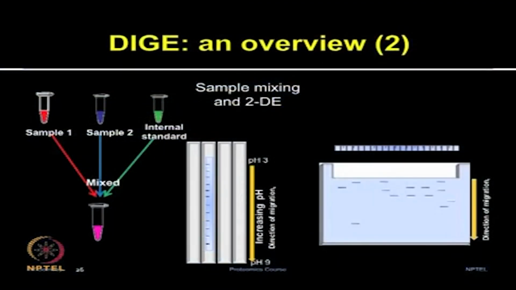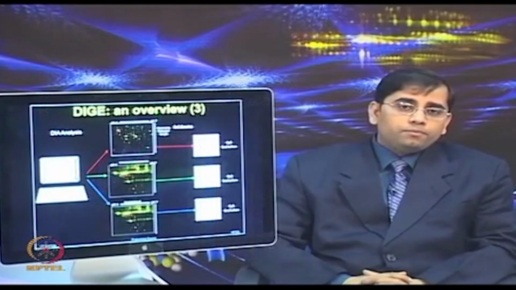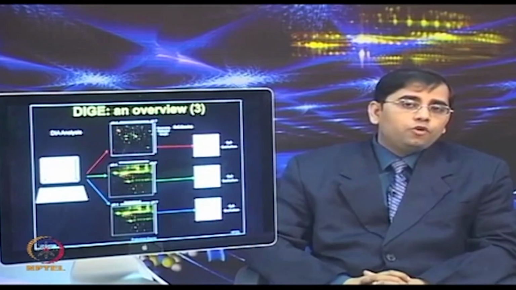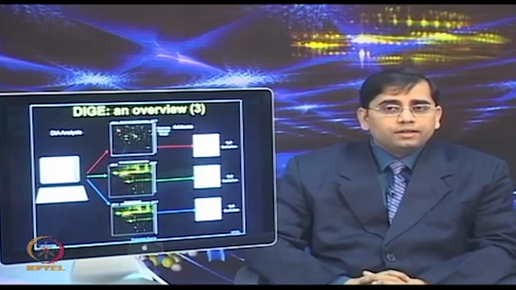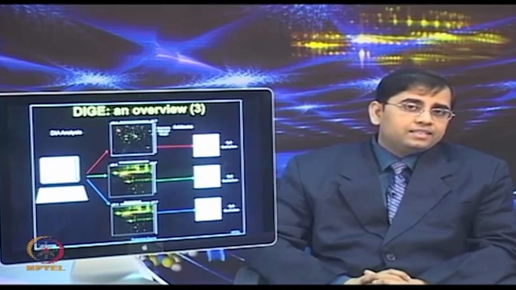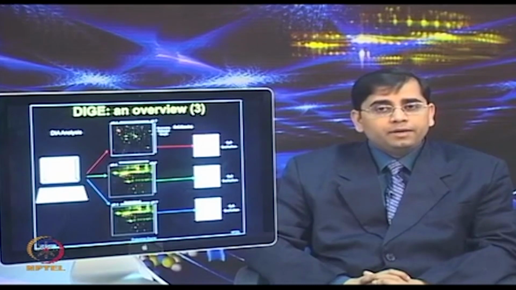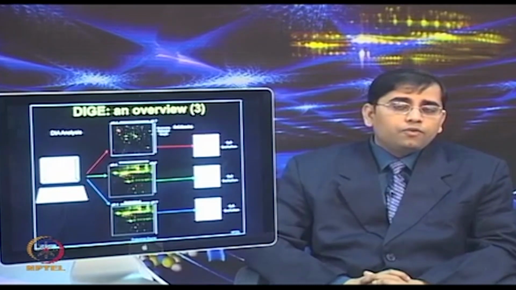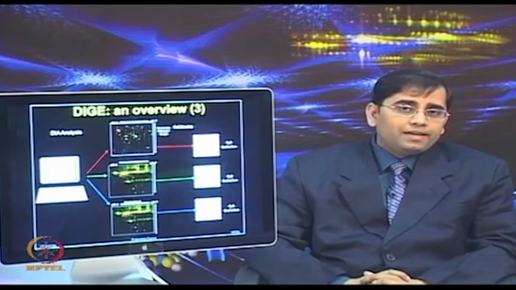In the slide it is shown that the 3 samples are mixed and then isoelectric focusing is performed on the pooled sample, and then this strip is placed on the SDS-PAGE gel for protein separation in the second dimension. Overall, DIGE provides very uniform staining from gel to gel and shows high sensitivity and a linear dynamic range of detection for the expression profiling of complex biological samples.